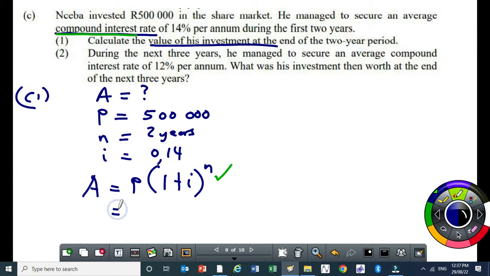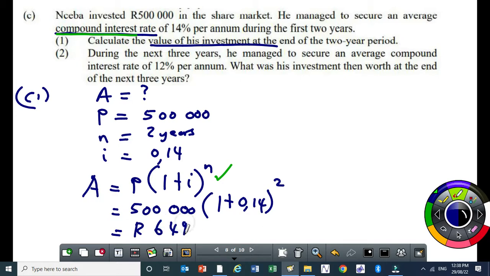So, P is 500,000 times 1 plus 0.14 raised to the power of 2. What answer do you get? 649,800. Are there any cents? No. So it means in 2 years' time, the total of the investment is going to be 649,800.